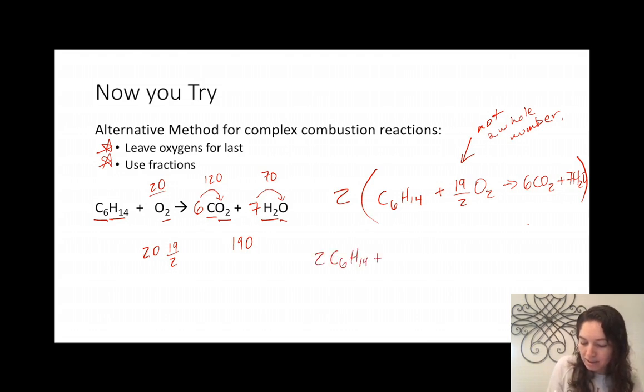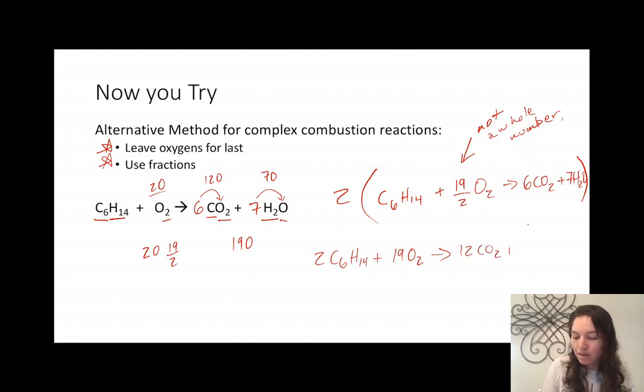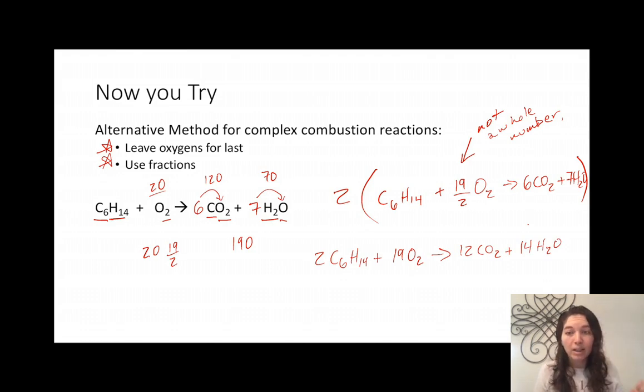2C6H14 plus 19O2 goes to 2 times 6 is 12 carbon dioxides. 2 times 7 is 14 H2Os. Now let's check and make sure we did our work properly here. We're going to check our carbons, hydrogens, and oxygens on both sides to make sure they balance out.